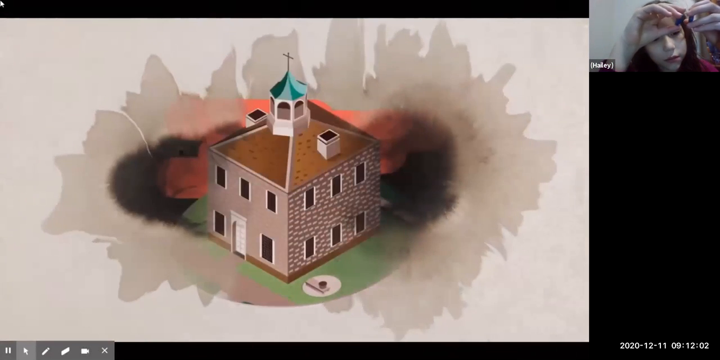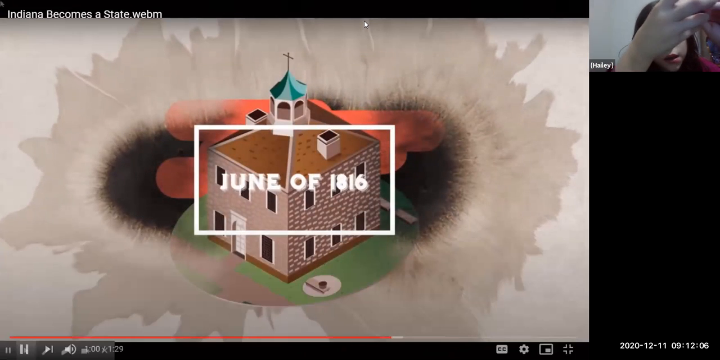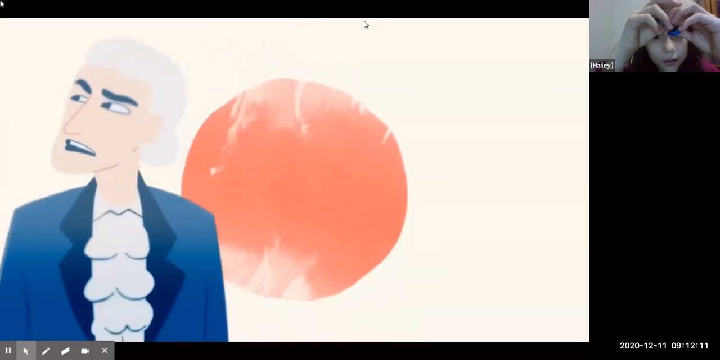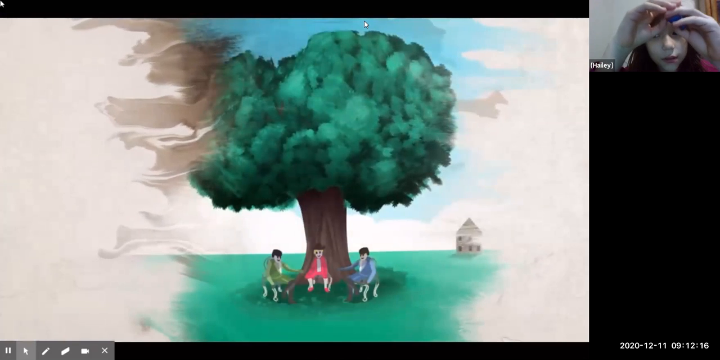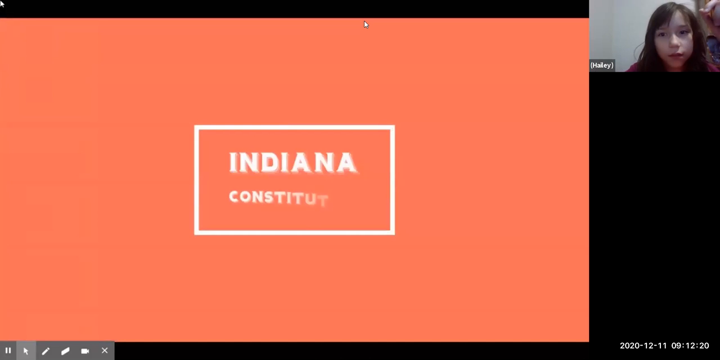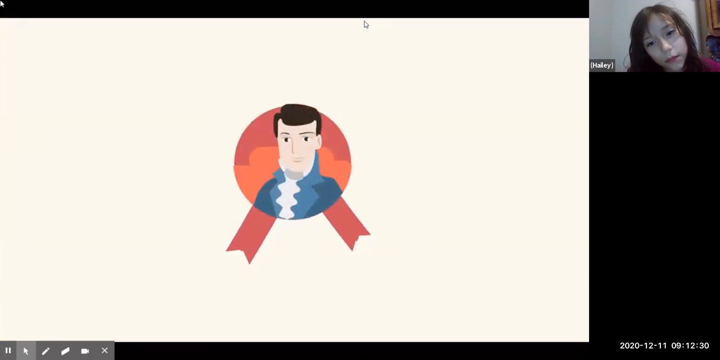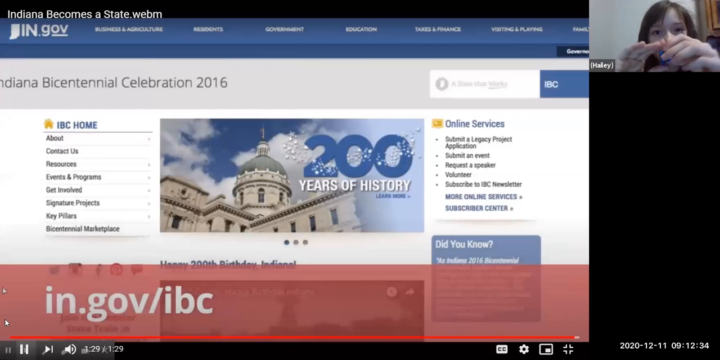Having cleared this hurdle, organizers held a constitutional convention in June of 1816 in Corydon. On many days, the sweltering heat of summer forced delegates outside the stuffy territorial capital, where they worked instead beneath the shade of the giant elm tree. These men created the state's first constitution on June 29, 1816. The state's first elections were held in August that same year, and the Hoosiers elected Jennings as the state's first governor. Be sure to join us in celebrating Indiana's bicentennial.